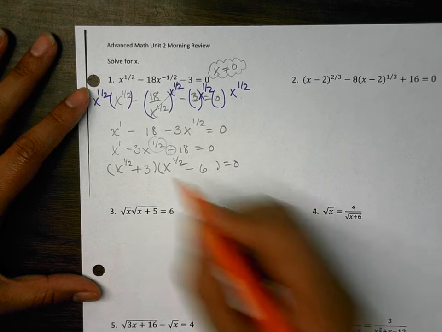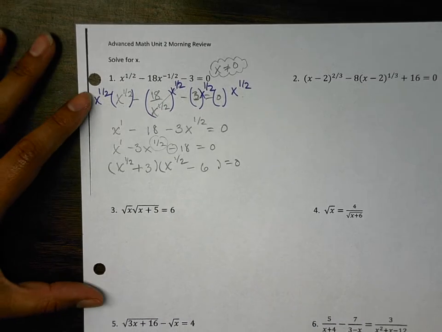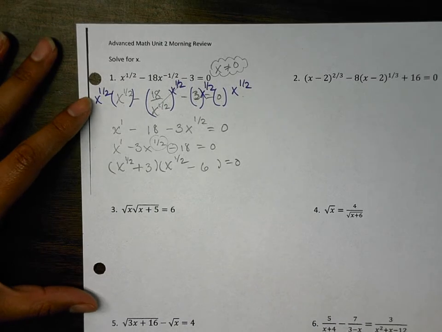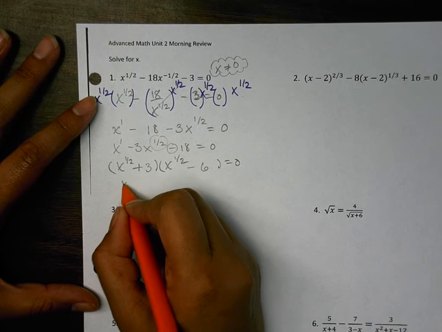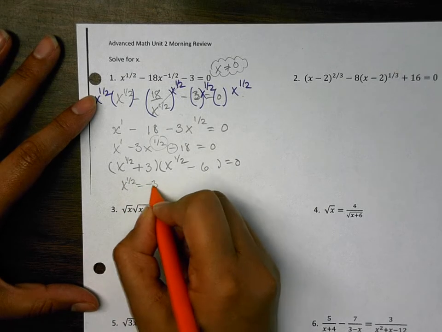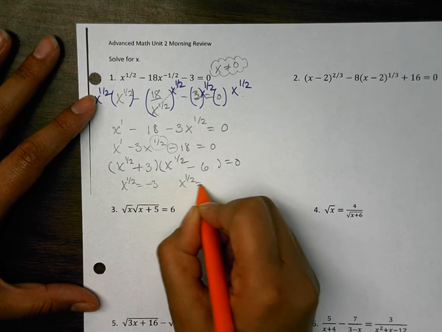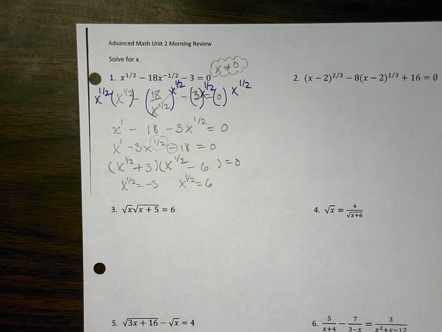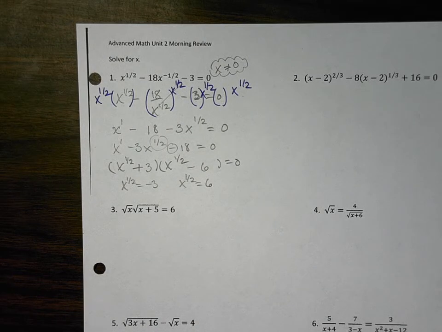Anybody have it? Minus 6 plus 3. Does everyone agree? Yes? Set them each equal to 0. X to the 1/2 equals negative 3. X to the 1/2 equals positive 6.